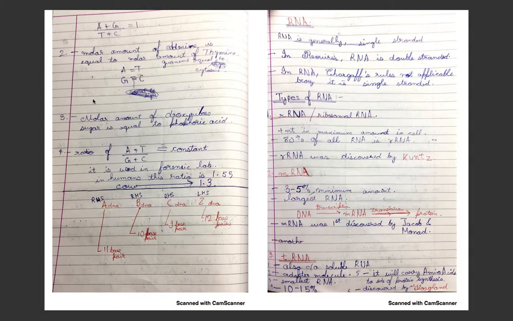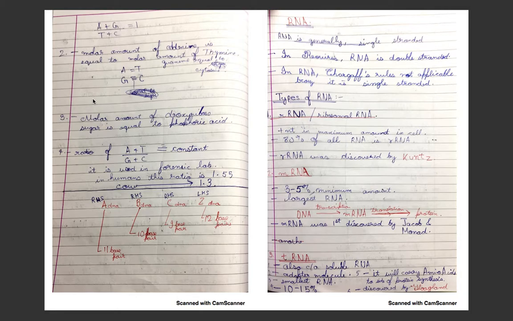Now, RNA. RNA is generally single stranded. In reovirus, RNA is double stranded. In RNA, Chargaff's rule is not applicable because it is single stranded. Types of RNA. rRNA is present in maximum amount in the cell, 80% of the cell. rRNA was discovered by Kunz. mRNA is 3 to 5%, minimum amount. Largest RNA. DNA, then transcription, then mRNA, then translation, then protein. mRNA was first discovered by Jacob and Monod.